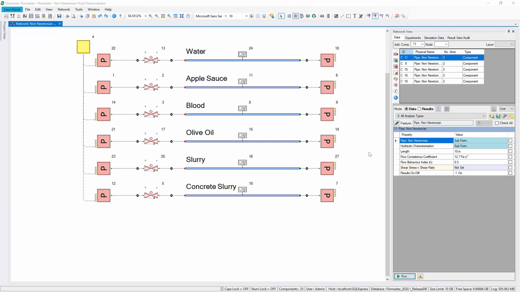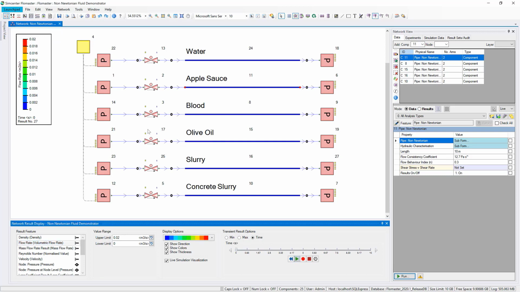This schematic shows a number of fluid pipelines. Each one has a different fluid flowing through it, and the associated fluid behavior is captured in the pipe. We can see that this has been set by using the flow consistency coefficient and the flow behavior index, and these are different for each fluid. These are sufficient to capture the pseudoplastic and dilatant behaviors, but if more complex behavior such as being a Bingham plastic was required, then the shear stress versus shear rate curve would need to be set.